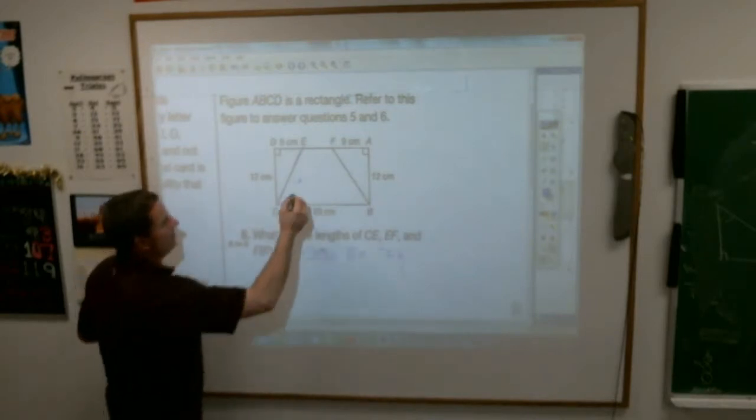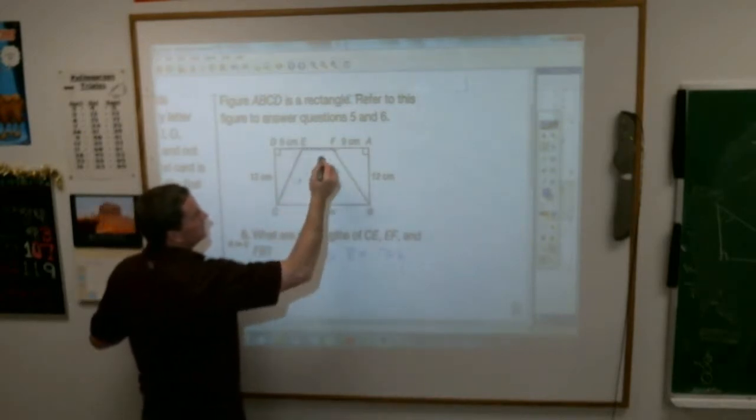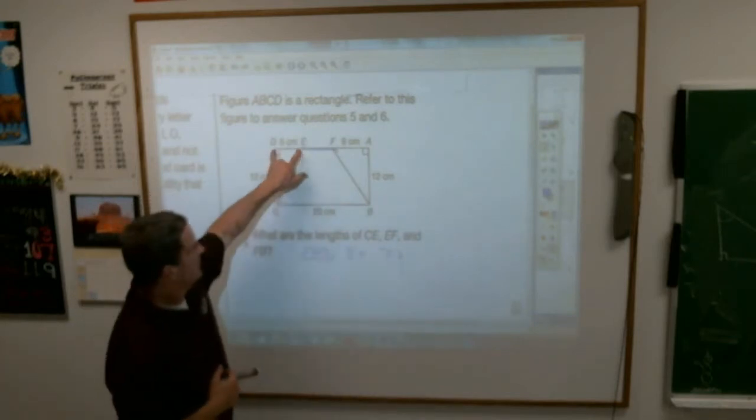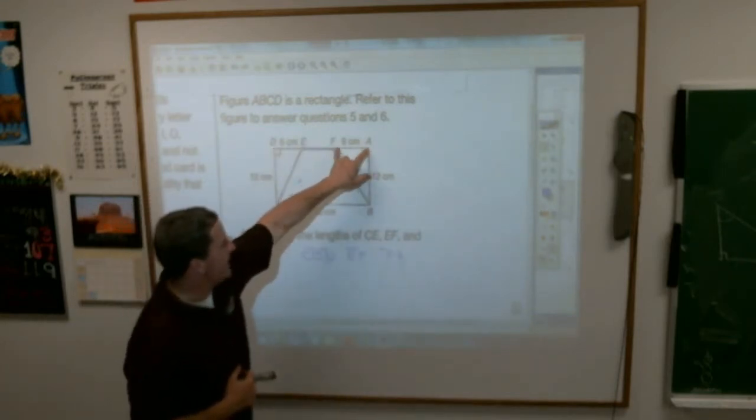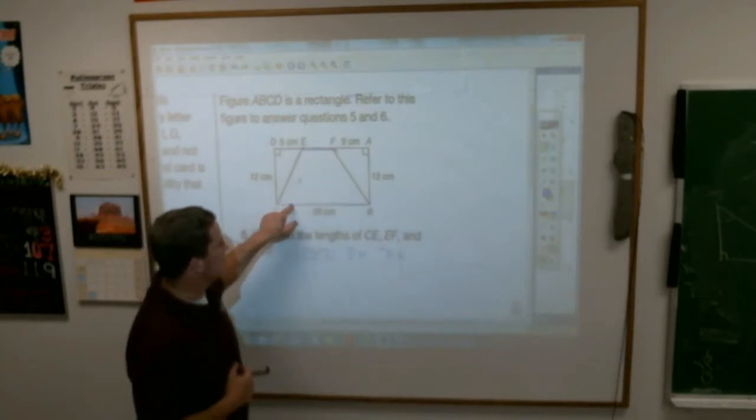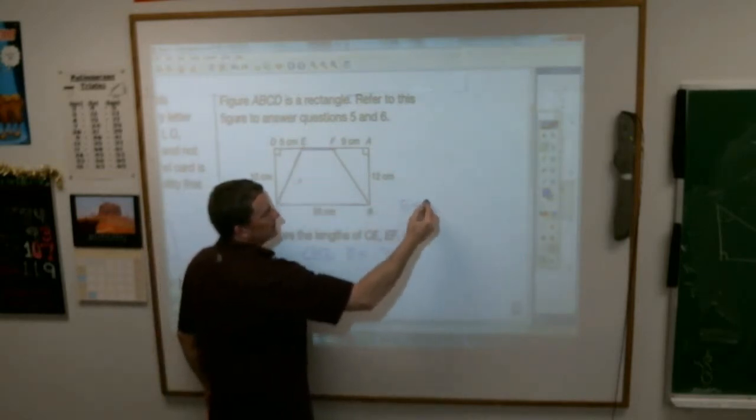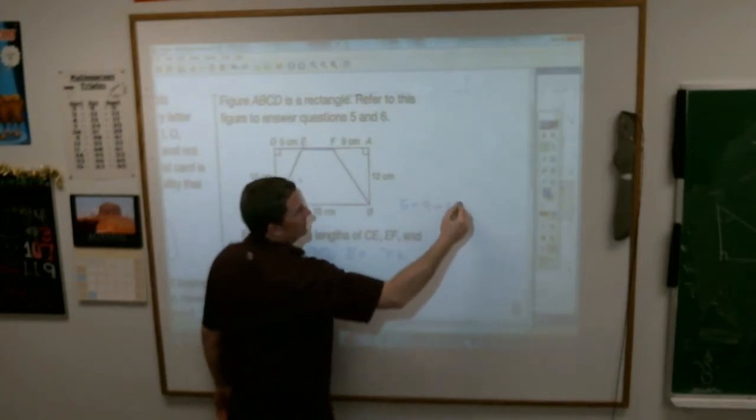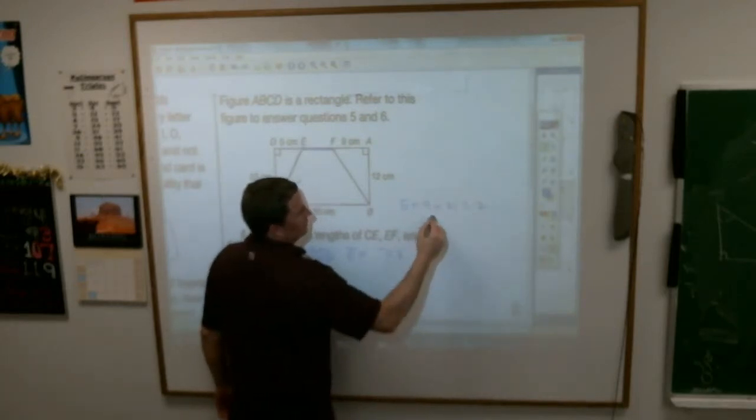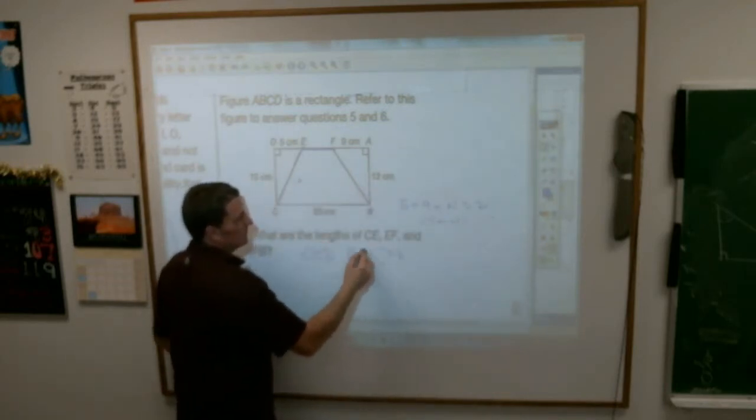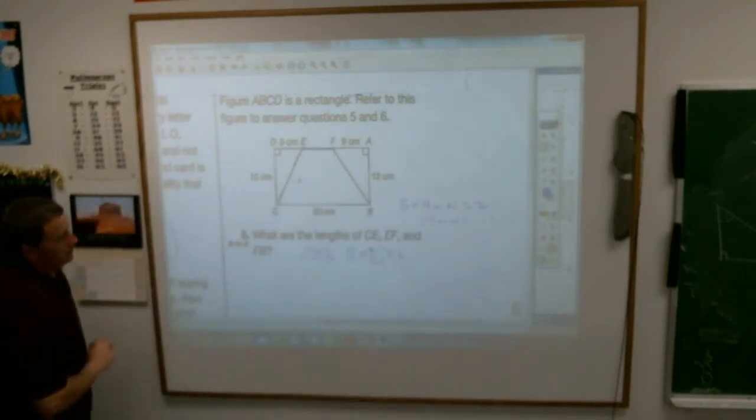What is EF? Well, whatever is the sum of its parts. 5 plus 9 plus what number gives you 20? 5 plus 9 plus some number has to give me 20. So 14 plus some number has to give me 20. So EF is in fact 6. And then what was the other one?